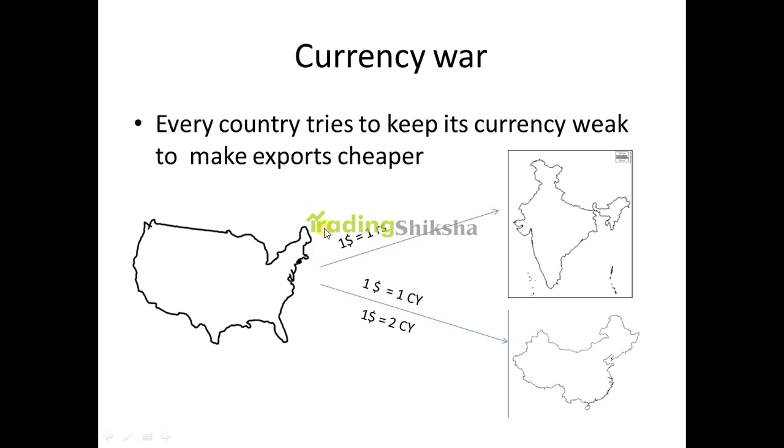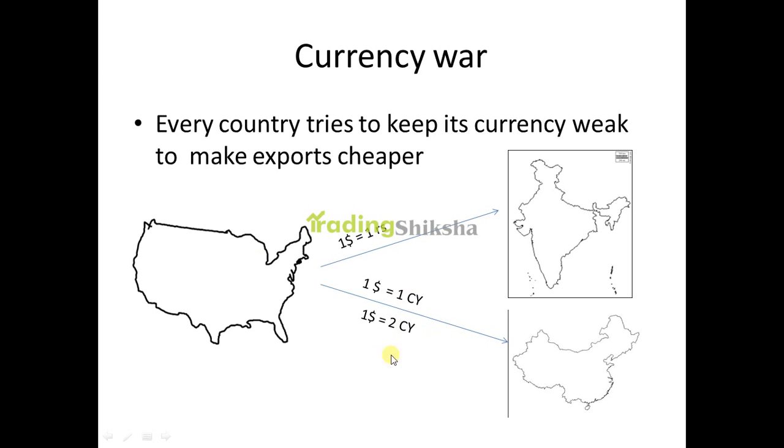So if the exchange rate is manipulated or changed, as in this case where the Chinese government devalued its currency and now $1 is equal to 2 Chinese yuan, Americans can exchange their dollar for more Chinese yuan.